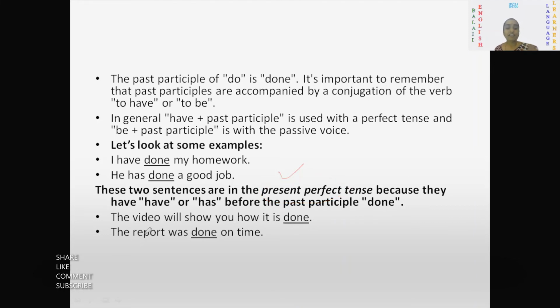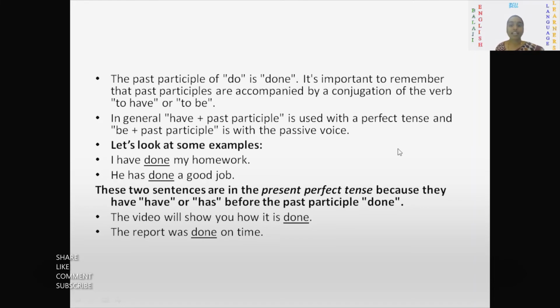Yes, the video will show you how it is done. How it is done. Previously, I gave you the same example. We are using is, auxiliary form of verb help. Then the report was done on time, was again auxiliary form of verb help. This we are using only to make it, as if we are using it in a perfect tense, we have to use the principle like be form plus past participle.